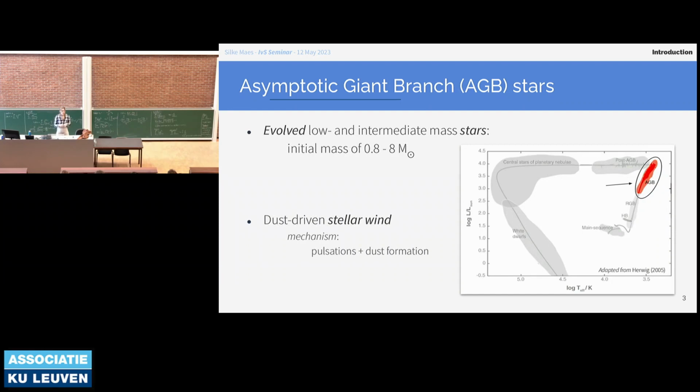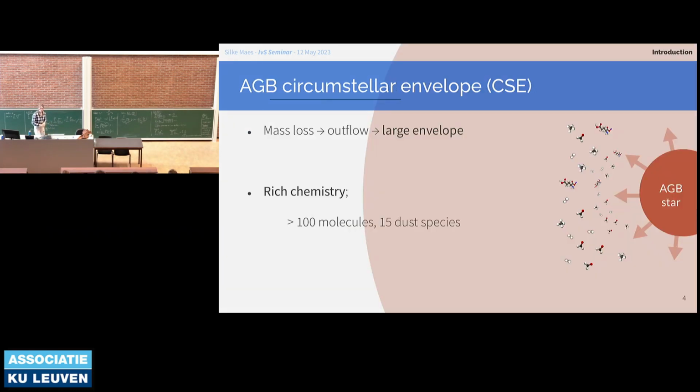And there the conditions are ideal for dust grains to grow. The dust grains can absorb the infrared radiation from the AGB star, and that's how in total a stellar wind is launched. Because of the stellar wind, there is mass loss, we get an outflow, and this creates a large circumstellar envelope, as we call it, or CSE in short. So I try to draw it here very schematically.